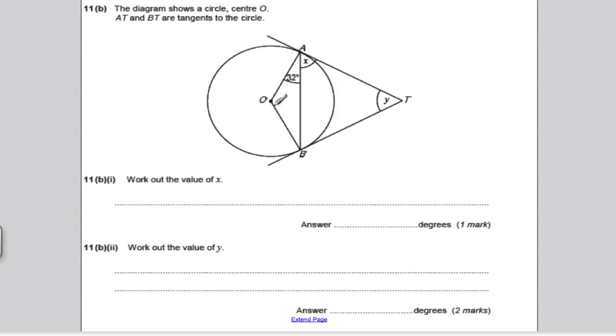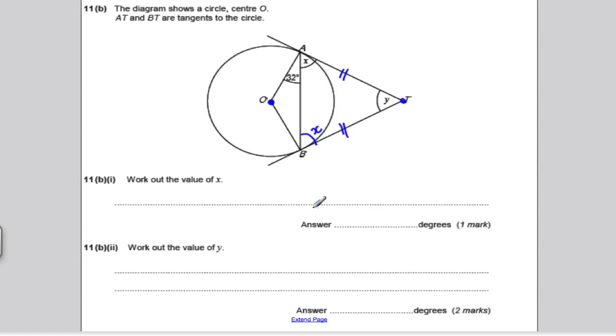Okay, the diagram shows a circle centre O. AT and BT are tangents. Now we know if tangents come from the same point and touch a circle, then the length of the line to get to touch the circle is the same. So this and this are the same. So obviously that tells me that this triangle here is therefore isosceles. So that angle there must be x as well.